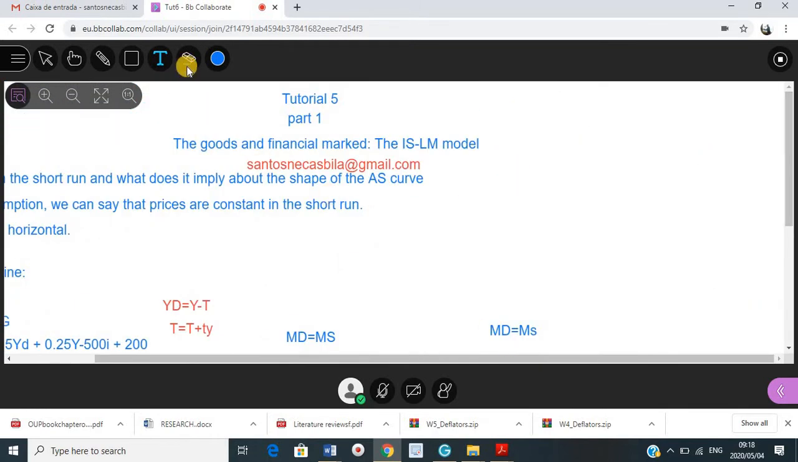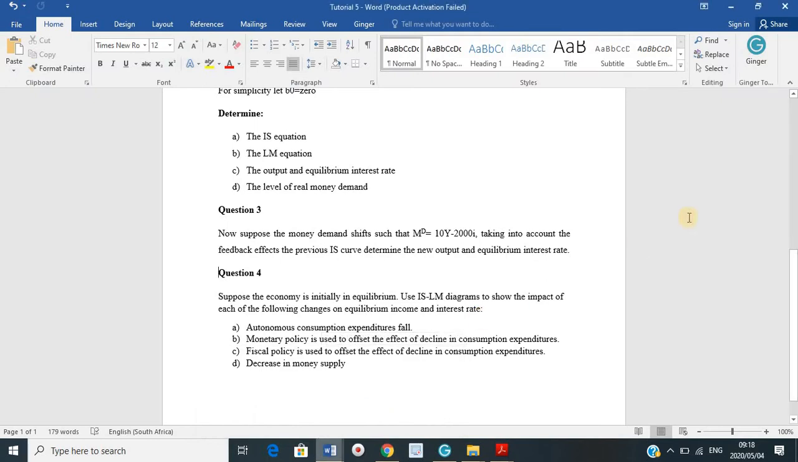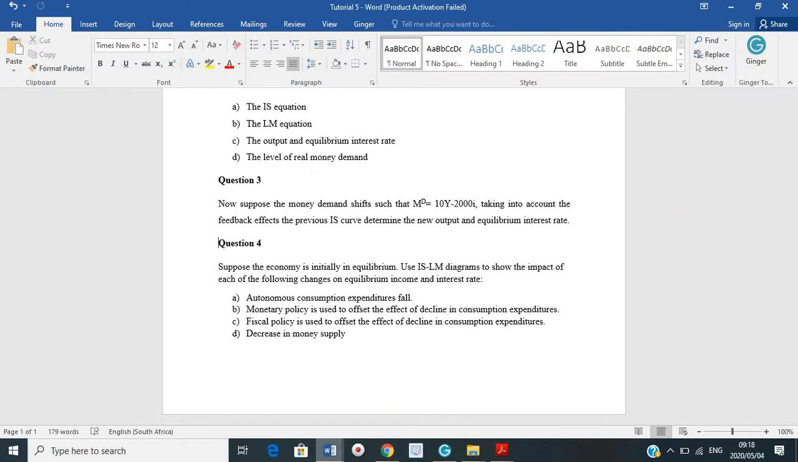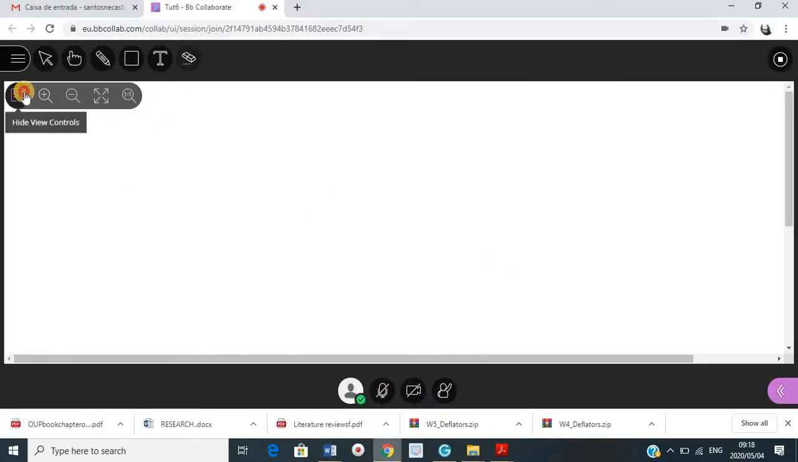So let's move on and go to question 4. And so we see what does it say. It says that suppose the economy is initially in equilibrium. Use ISLM diagram to show the impact of each of the following changes on equilibrium income and interest rate. Very good. I will just say question 4, the impact of the changes on Y and I.